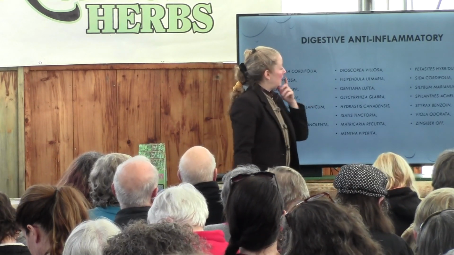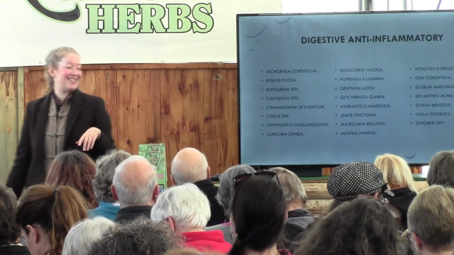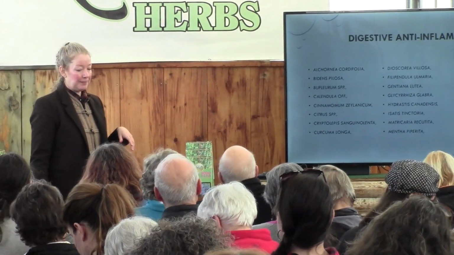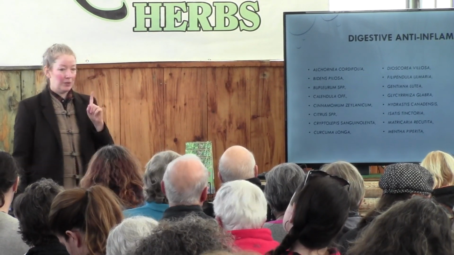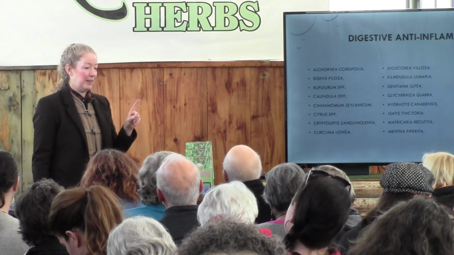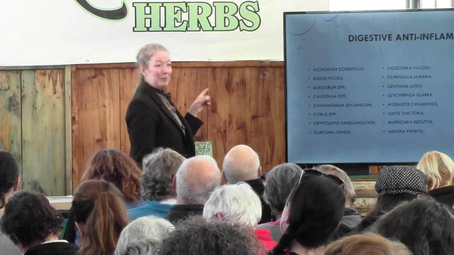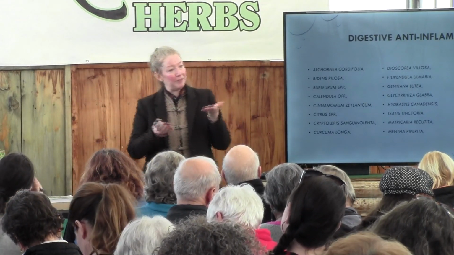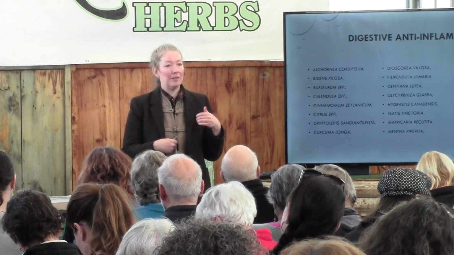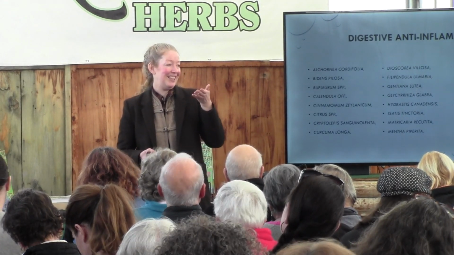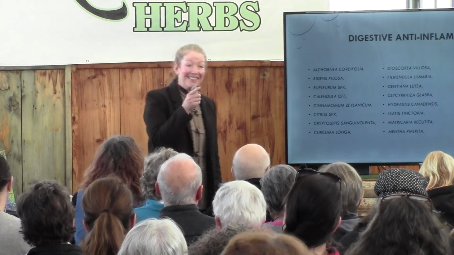Filipendula is really amazing. It's called meadowsweet. And if I had to choose just one herb to help with acid reflux, especially initially, it would be meadowsweet. It helps to buffer the acidity in the stomach. So if there's too much acid being created, it helps to modulate that, or if there's too little, it helps modulate that.